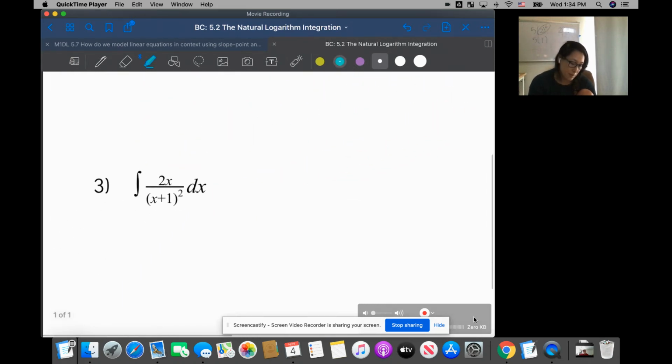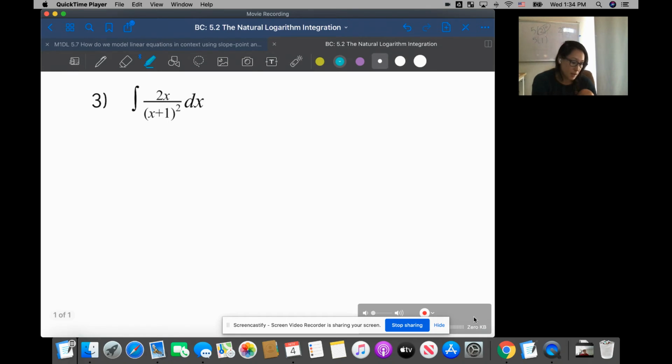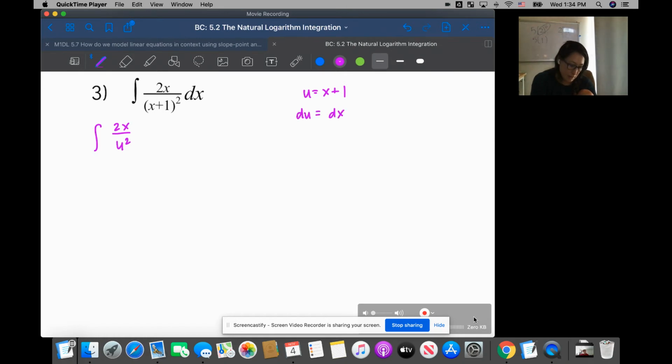Okay. Let's do number 3. Okay, so this time, this one looks tricky. I'm going to make the inside part of the denominator equal to u, so x plus 1, because then I get u squared on the bottom. Let's see what happens. I get 2x over u squared, and then we're going to replace dx. So du is equal to dx, so just du replaces dx. And then I notice there's still an x left, so let's go ahead and isolate x. I get u minus 1. So I now have the integral of 2 times u minus 1 over u squared du.